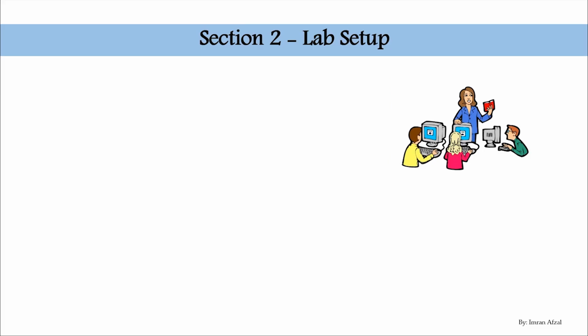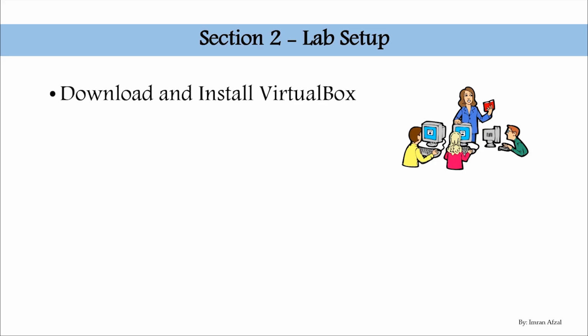Then you have section 2 for lab setup. If you already have a Linux machine running, then you could skip this entire section. But I would highly recommend that you do go through the Linux installation so you have a better understanding of how to install and configure Linux, especially CentOS. What I'm covering in this entire section is how we could download and install Oracle VirtualBox. VirtualBox is a software that allows you to run multiple virtual machines on a single host or a single hardware.